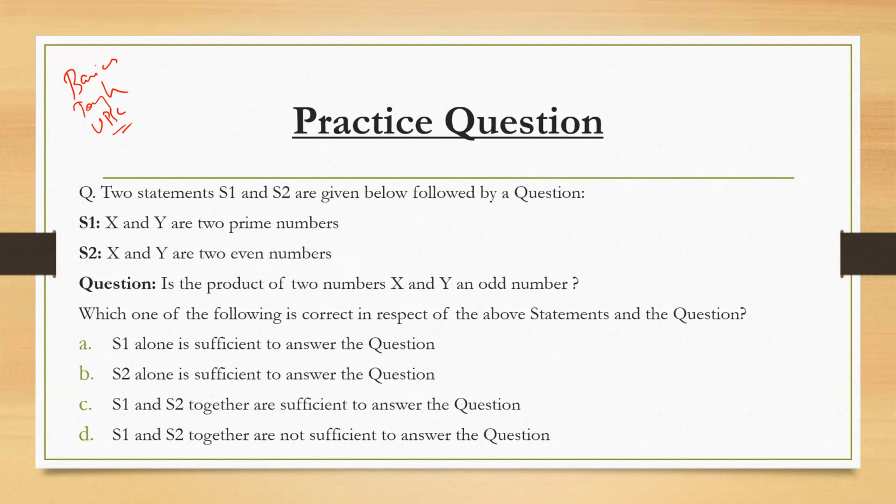S2. Okay, Raghavan, fine. In the first case scenario, you will take x and y as prime numbers, any random prime numbers. In the second scenario, statement 2, you will take x and y as any random even numbers.